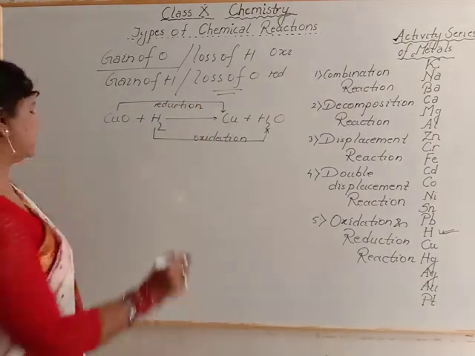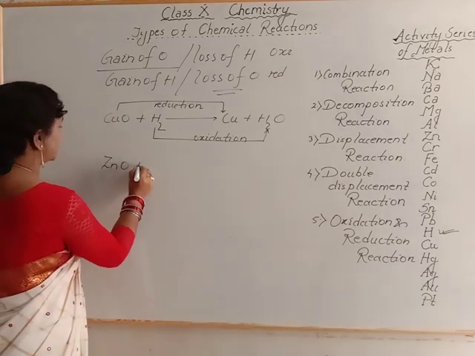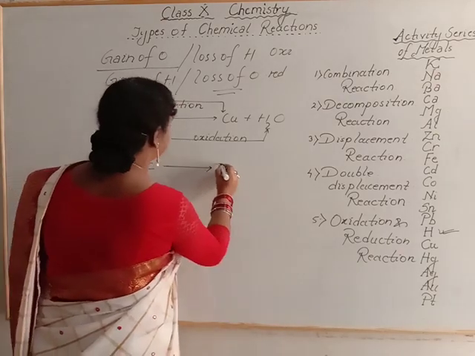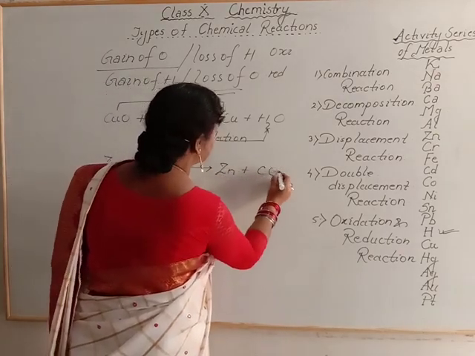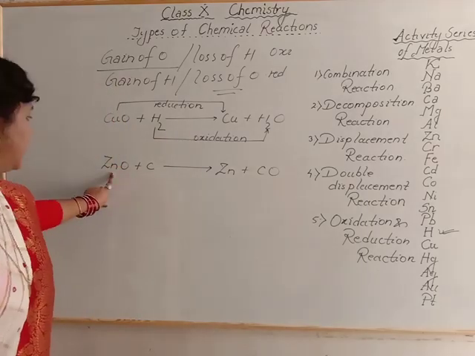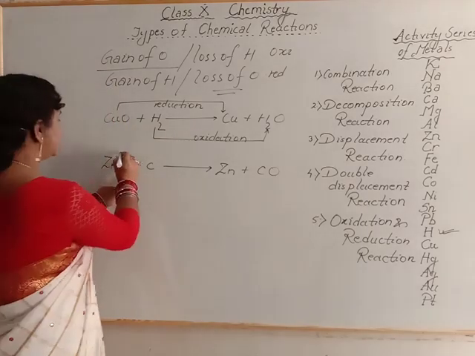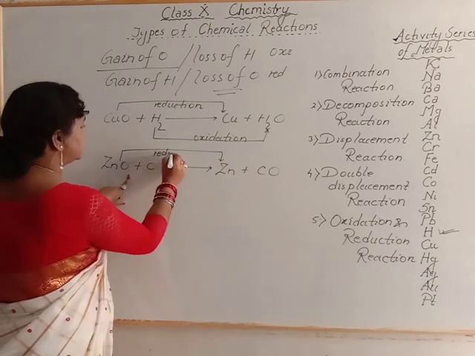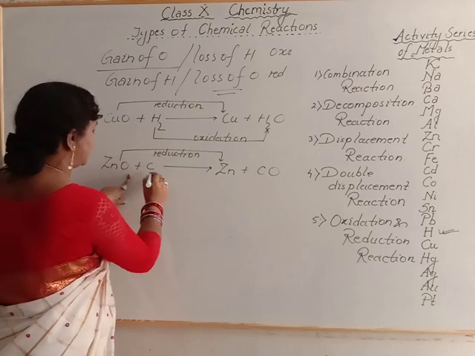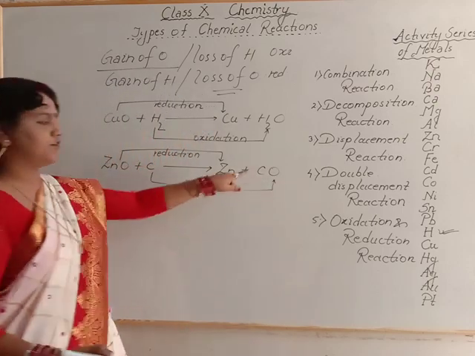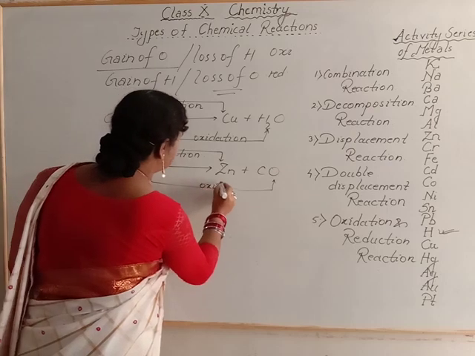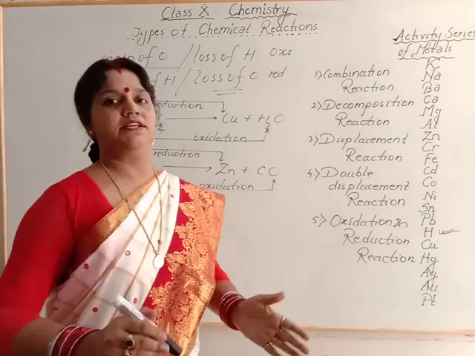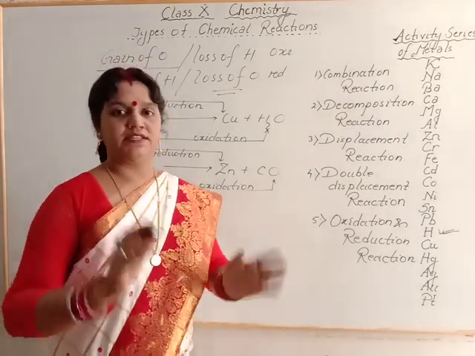Now one more example is zinc oxide plus carbon. Reduction of zinc oxide. Now what happens? You get zinc plus carbon monoxide. Again you can see that here is zinc oxide and there is loss of oxygen. Loss of oxygen means reduction. And here you can see there is gain of oxygen. So this is oxidation. And because both always take place simultaneously, these are known as redox reaction.